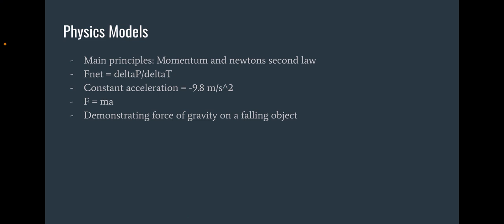The main physics principles used were momentum and Newton's second law. The momentum formula used was F net, which is the change of momentum over the change of time, with constant acceleration of negative 9.8, and force equals mass times acceleration, which is part of Newton's second law. The process demonstrated the force of gravity on a falling object.